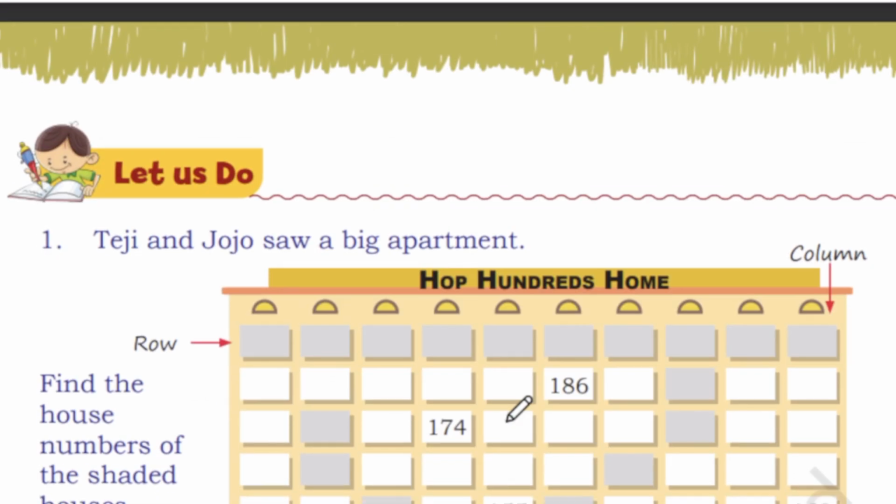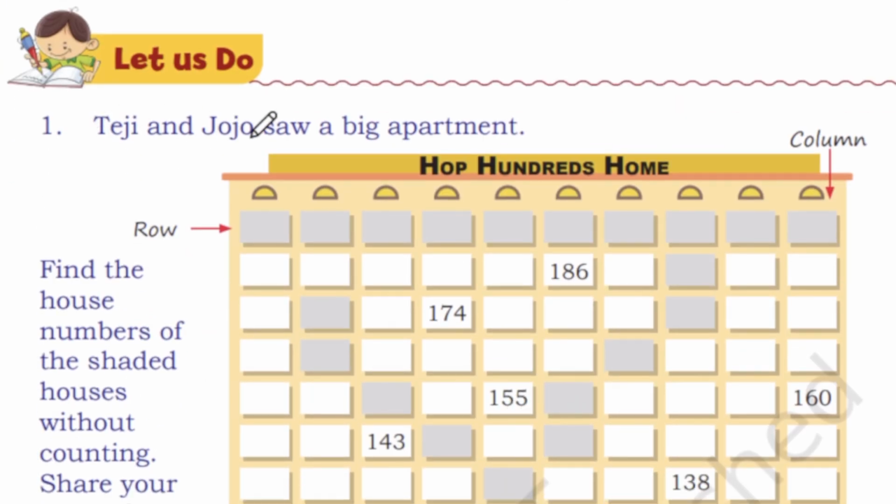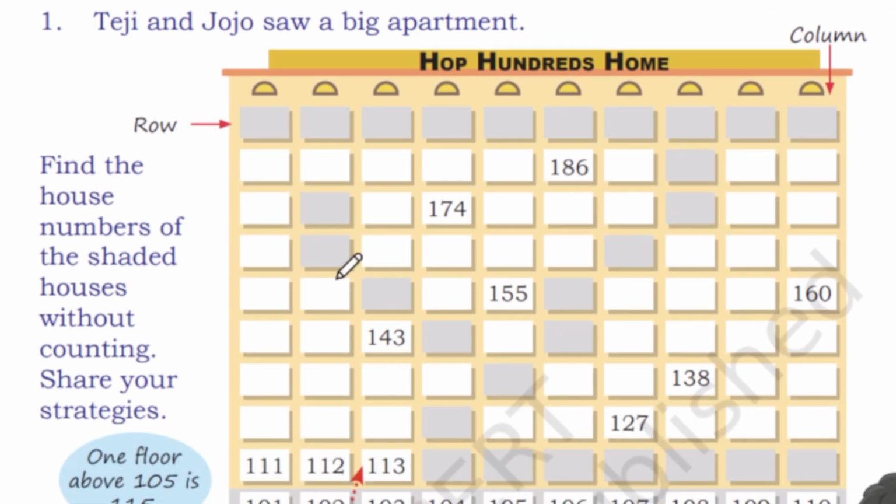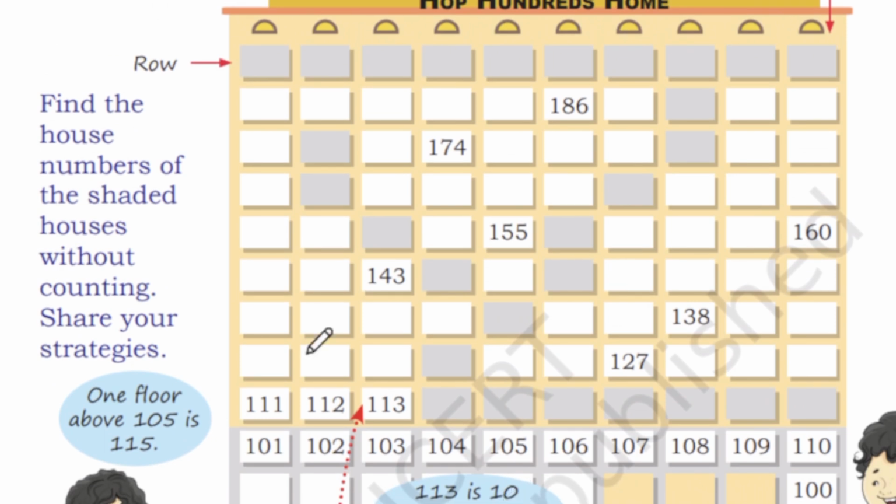All right, so the next one: TJ and Jojo saw a big apartment. See the rows here, top hundreds home. Find the house numbers of the shaded houses without counting. Share your strategy.